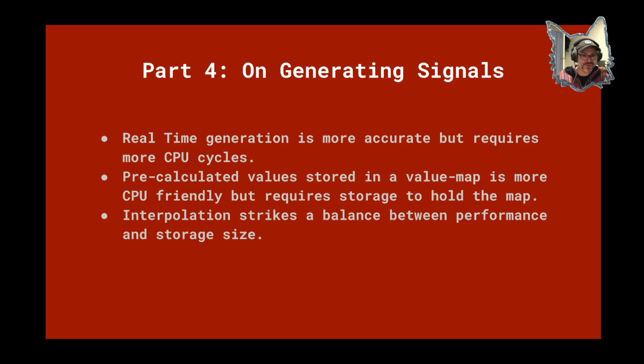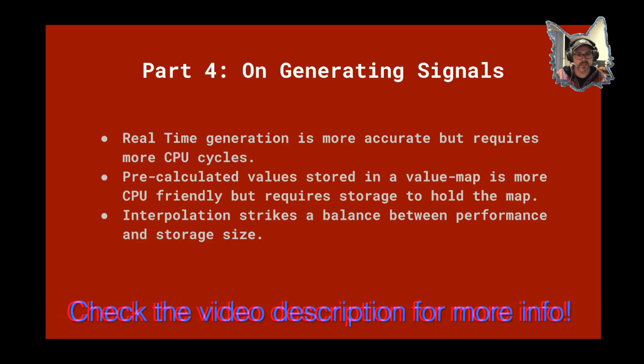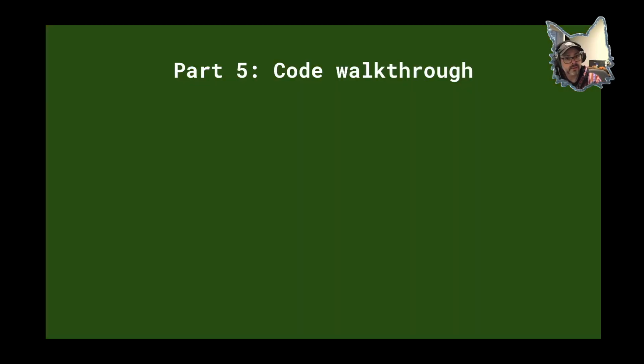Choosing the right approach can be tricky. But lucky for us, there is a happy in between. There's a technique called interpolation, and this helps kind of strike a balance between performance and space. So with that, let's take a look at the code.